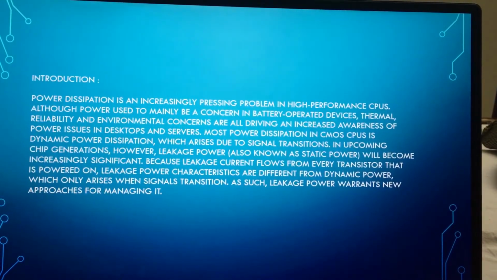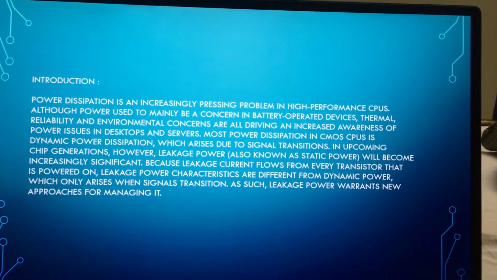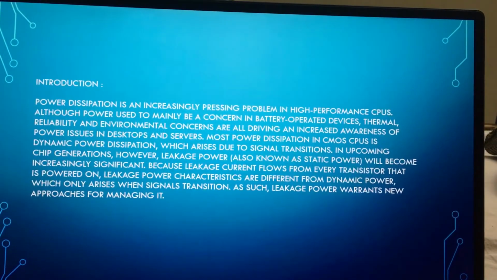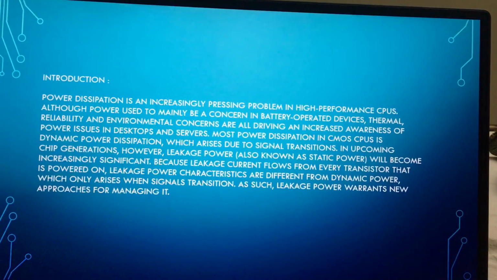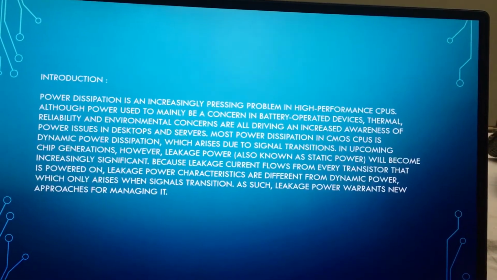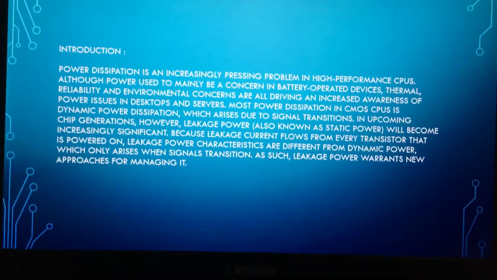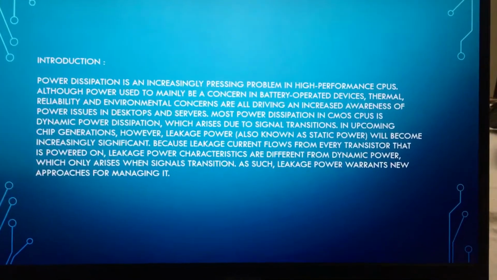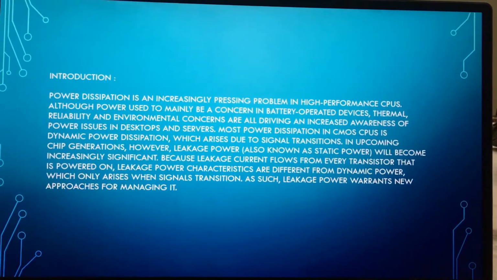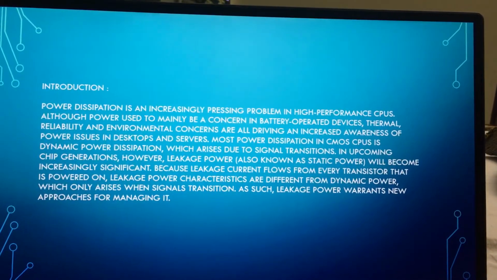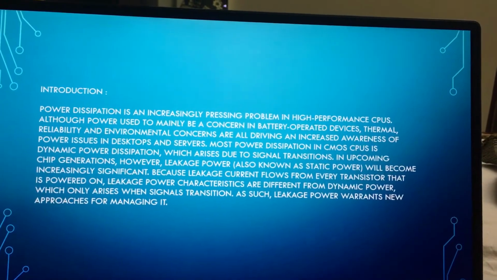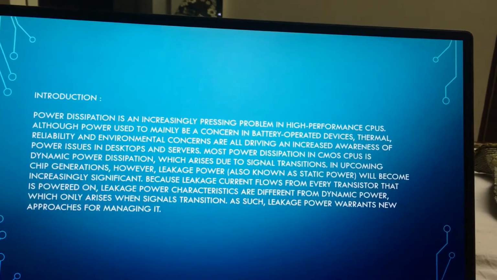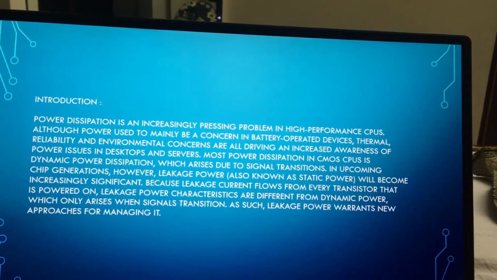Introduction. Power dissipation is an increasingly pressing problem in high performance CPUs, although power used to mainly be a concern in battery operated devices. Thermal, reliability and environmental concerns are all driving an increased awareness of power issues in desktops and servers. Most power dissipation in CMOS CPUs is dynamic power dissipation, which arises due to signal transitions.